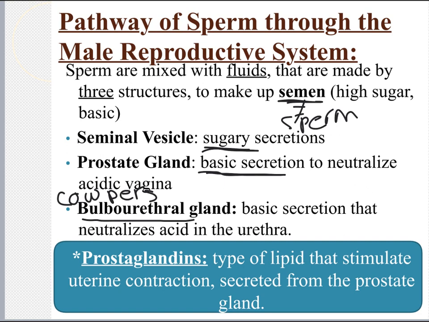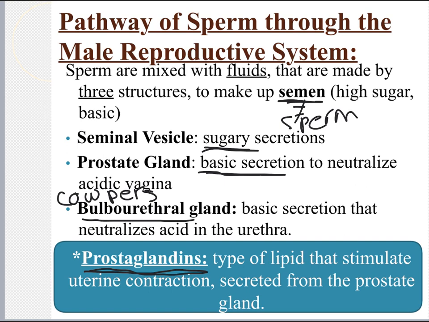Now, also produced are these things called prostaglandins, which is a lipid, going back to organic molecules, again, lipid, that stimulates a uterine contraction. So the uterus, I'm sure you guys have all heard the term having contractions before. When a woman is going into labor, the uterus is a muscle and actually begins to contract like a muscle in order to push the baby out.